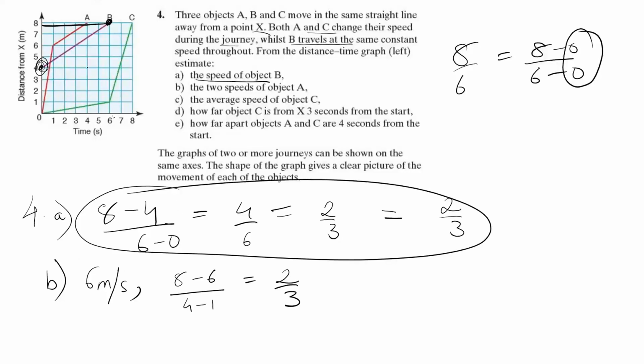And in part B, this 6 meters per second is correct because this first line does pass through the origin. For the second one, it's 2 over 3 again, because I picked the points 4, 8 and 1, 6, right? So 8 minus 6 over 4 minus 1, that's 2 over 3.